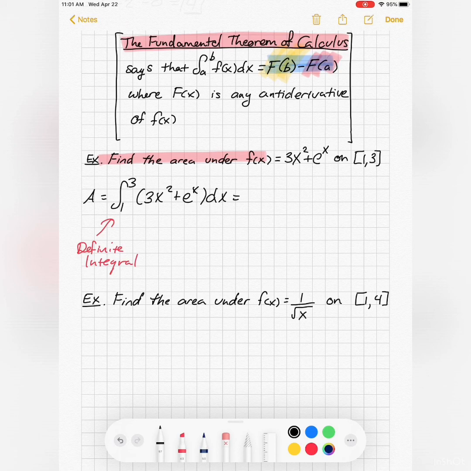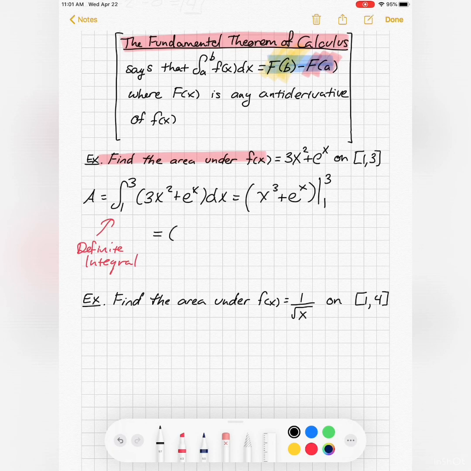There's my function. So the first thing I do is find the antiderivative. Okay, so the antiderivative is what? X cubed plus e to the x. And I can check that. If I differentiate that, it's 3x squared plus e to the x. Looks good. And then I evaluate that from 1 to 3.